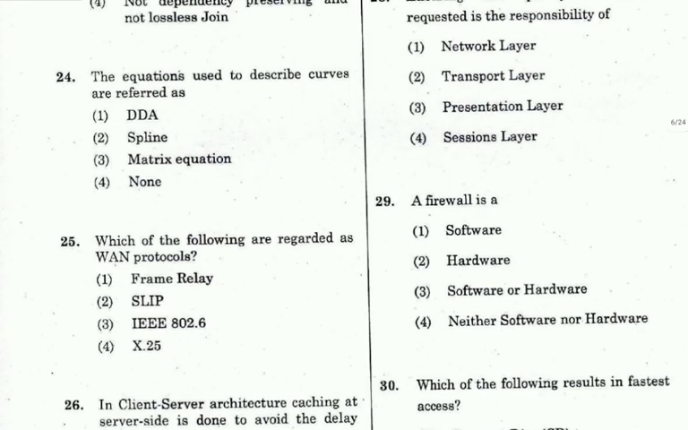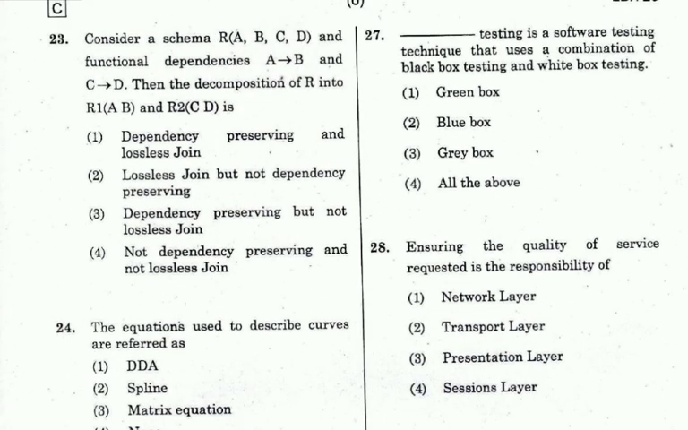Next, 27. Dash testing is a software testing technique that uses a combination of black box testing and white box testing. So the correct answer is gray box testing.